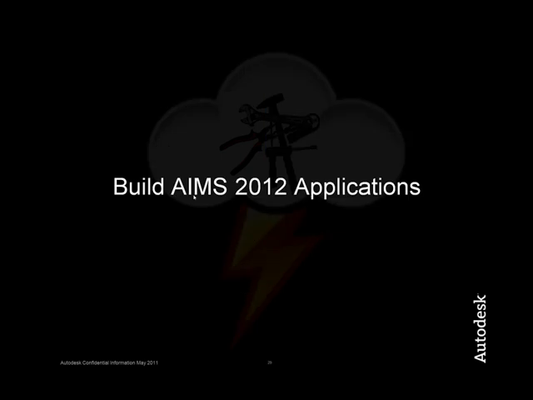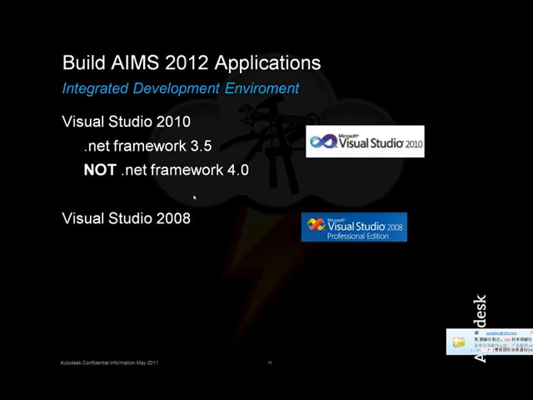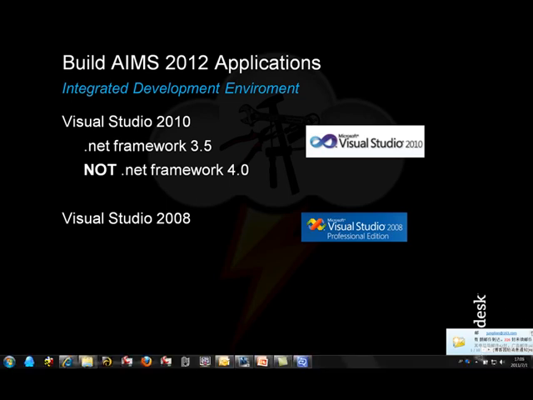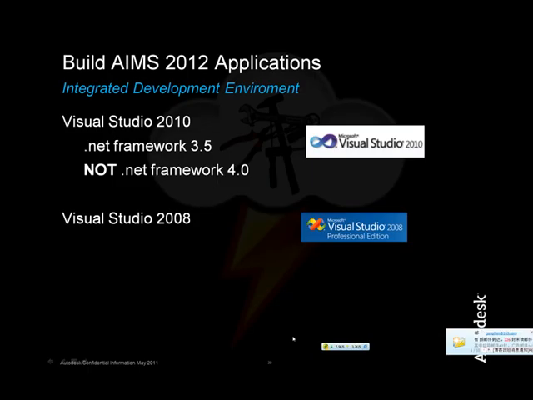Now let's move on to the topic of building custom applications based on Autodesk Infrastructure Map Server 2012. As we talked about earlier, we have three options to develop custom applications for MapGuide. You can use .NET, PHP, or Java. In this session, we are going to talk about how to create MapGuide applications using .NET. We can choose Visual Studio 2010 or 2008 as our integrated development environment. If you are using VS 2010, please pay attention to select .NET Framework 3.5, not 4.0.